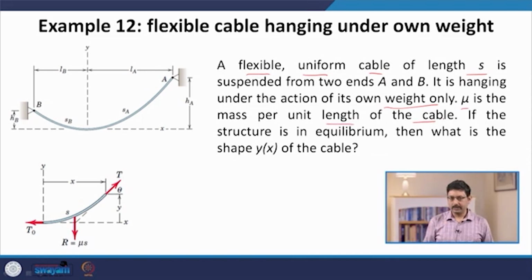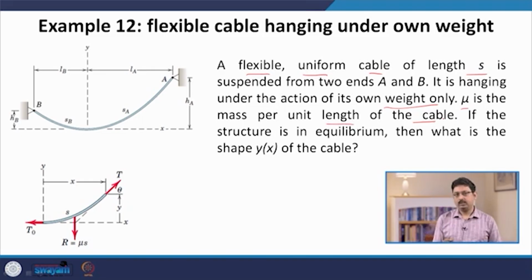So, note the difference from the previous example that we took. In that case, the external load was W naught per unit horizontal length. In this case, the mass is per unit length of the cable. So, there is a crucial difference. Now, again the structure is in equilibrium, so what is the shape of this cable? In the previous case, the massless rope hanging because of a constant external load per unit length, the shape was a parabola. Let us see what we find in this case.